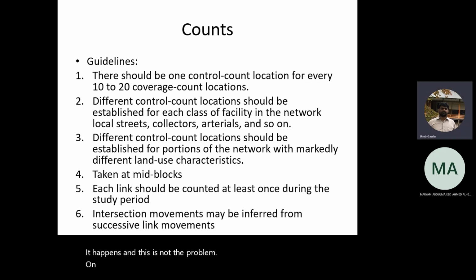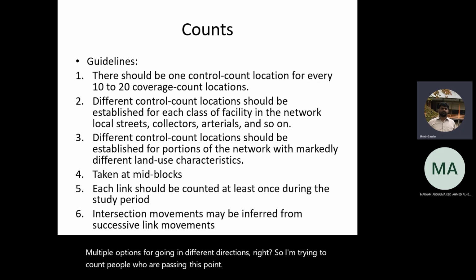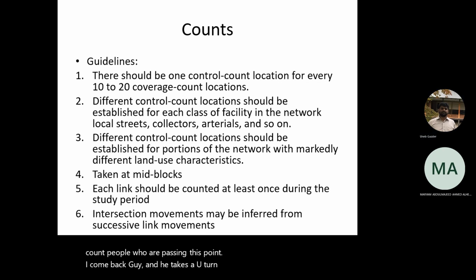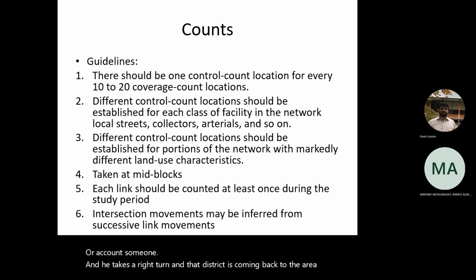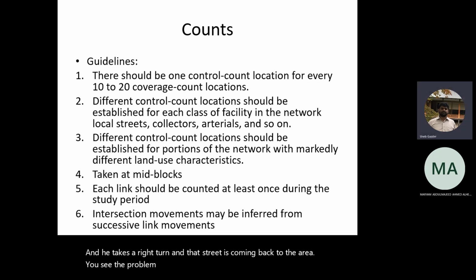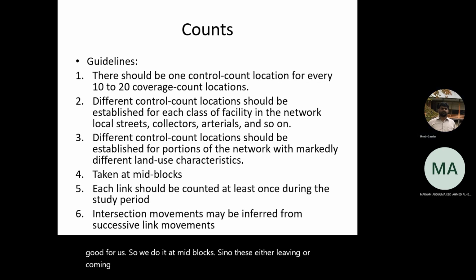At an intersection, you have multiple options for going in different directions, right? So I am trying to count people who are passing this point. I count a guy and he takes a U-turn. Or I count someone and he takes a right turn and that street is coming back to the area. You see the problem? I say this guy went out of the network, but he didn't. He took a turn and he came back. So this is not good for us. So we do it at mid blocks. So I know he's either leaving or coming back. That's it. There's no other option.